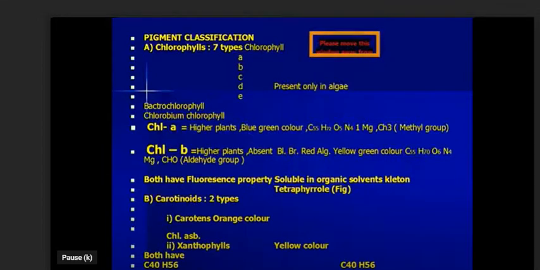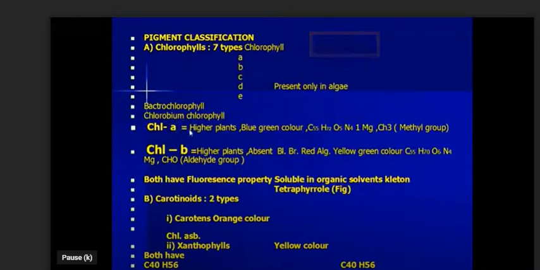And this chlorophyll has 5 types: chlorophyll A, chlorophyll B, chlorophyll C, chlorophyll D, and chlorophyll E. So these 5 types of chlorophyll are present in the thylakoid membrane of the granum. Particularly D and E are present only in algae. They are not present in plants. And then there is bacteriochlorophyll and chlorobium chlorophyll. These also exist in some of the bacteria.